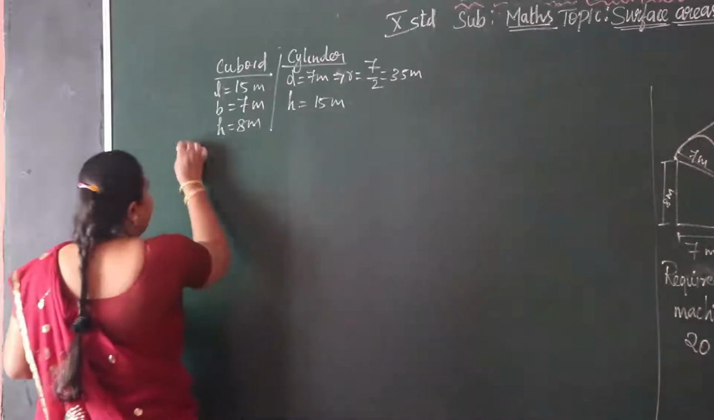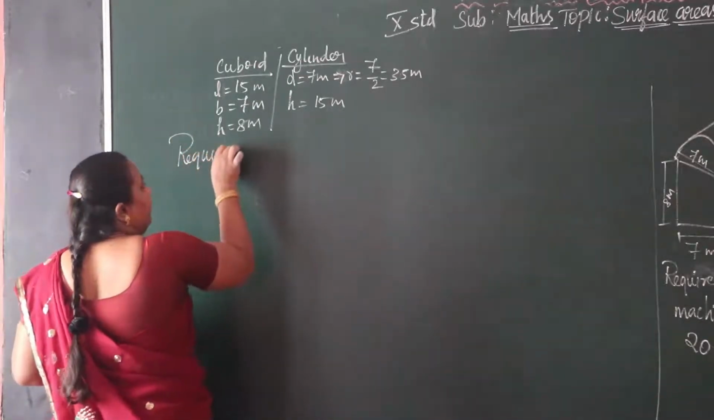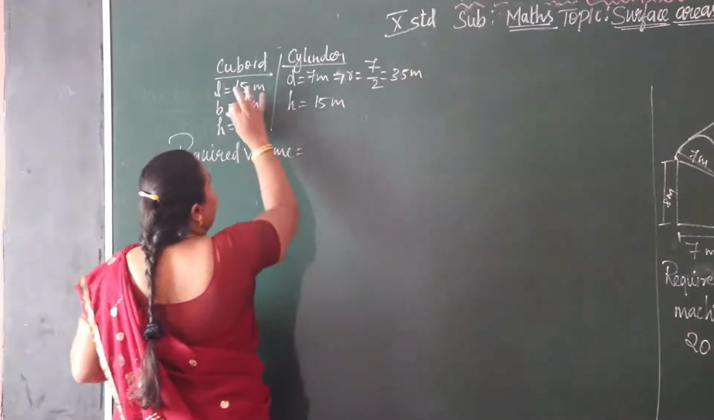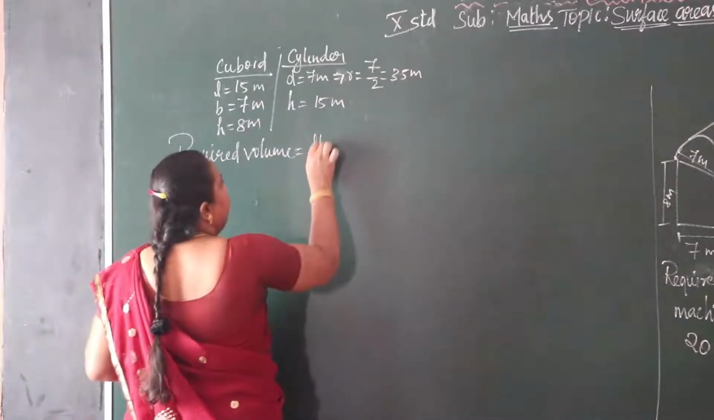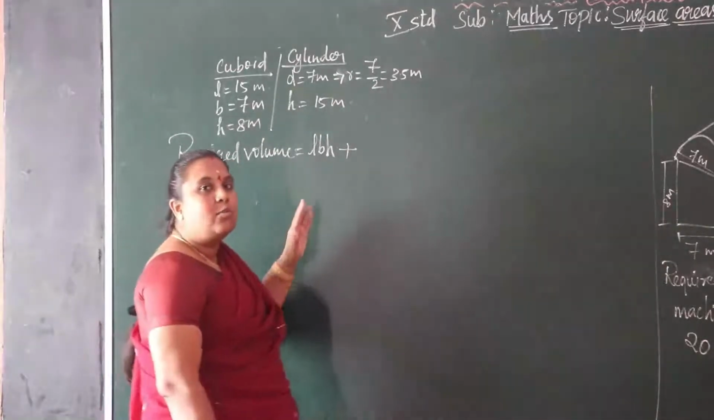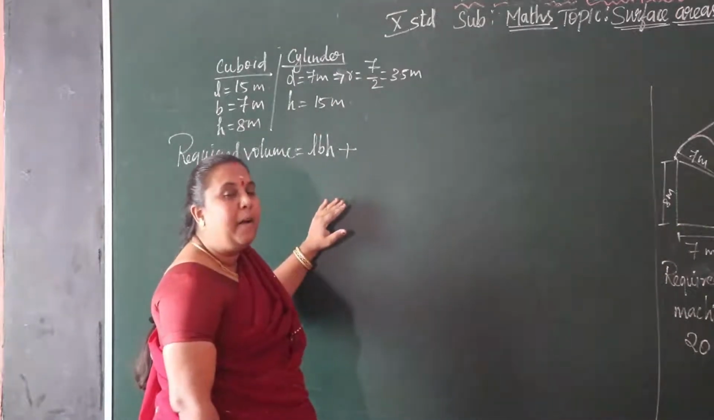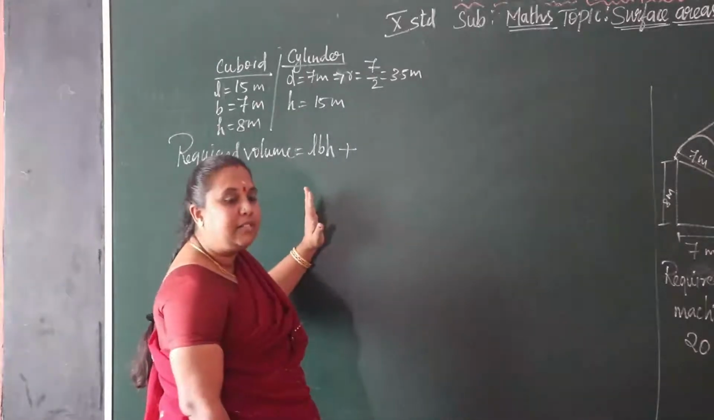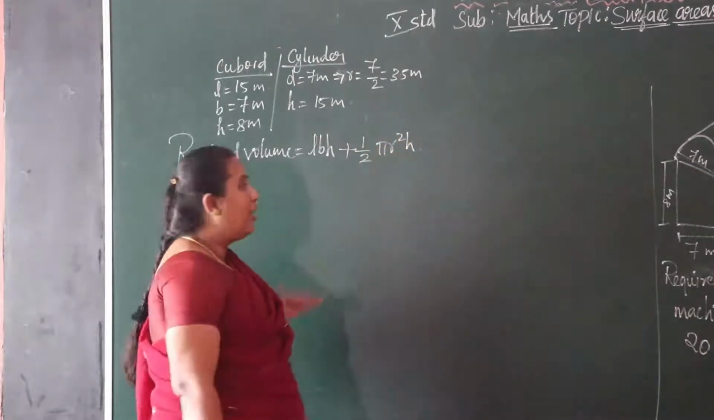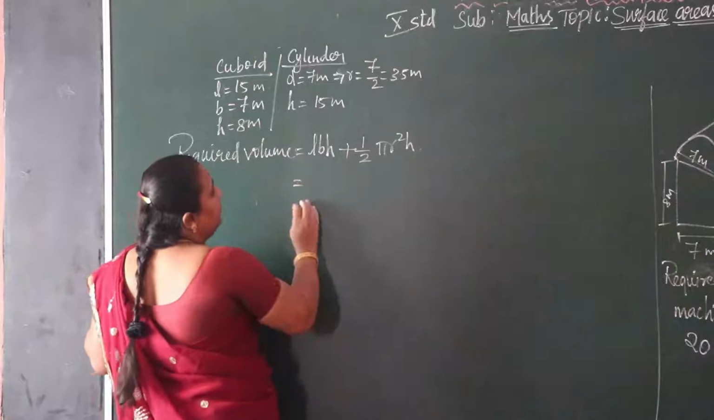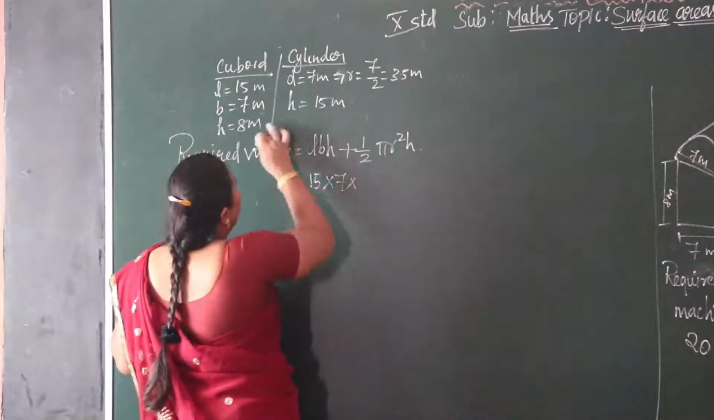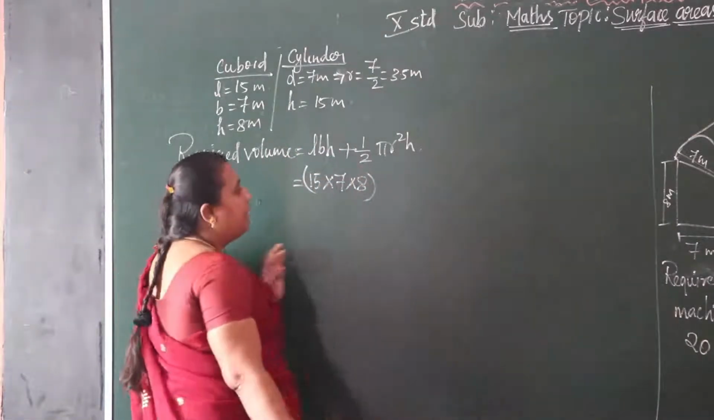That is, required volume equals the volume of cuboid, LBH unit cube, plus the volume of half cylinder. What is the volume of a cylinder? Pi r square h. So half cylinder means we write half into pi r square h. Understood, children? Then we substitute these values in this. So L is 15, into breadth 7, into h 8. 15 into 7 into 8.